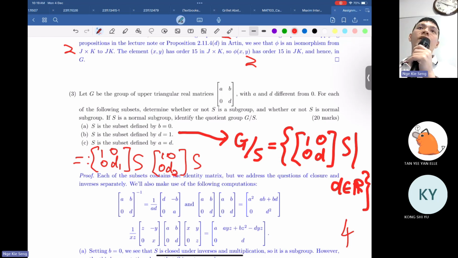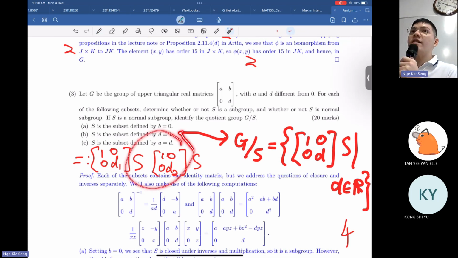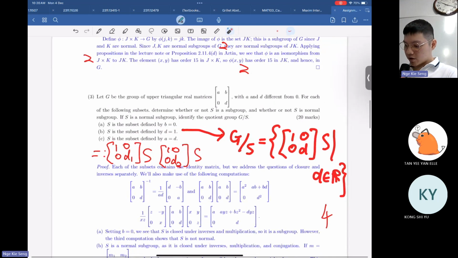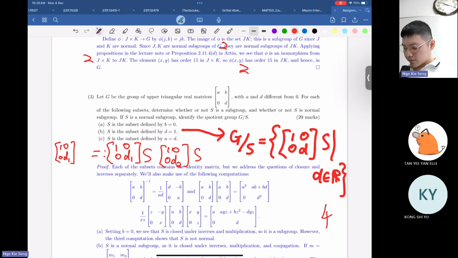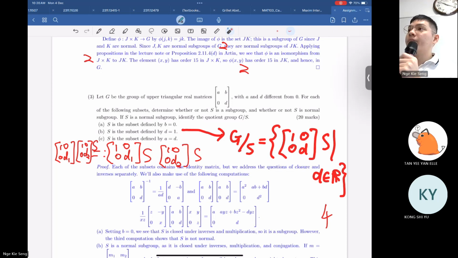AH times BH, what do you get? ABH. Why ABH? Because if it's normal, every left coset is the right coset. Okay, using the same representative, you are actually multiplying the two representatives here. But when you multiply the two representatives, what actually changed? Only the 4th entry here changed. So meaning what? You are really just multiplying two real numbers.